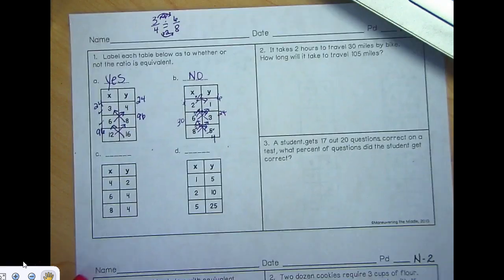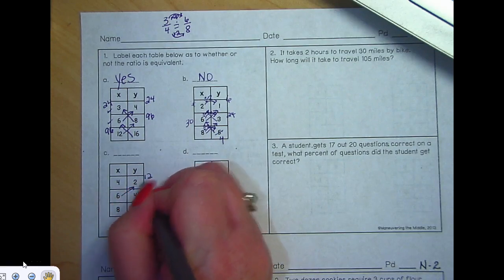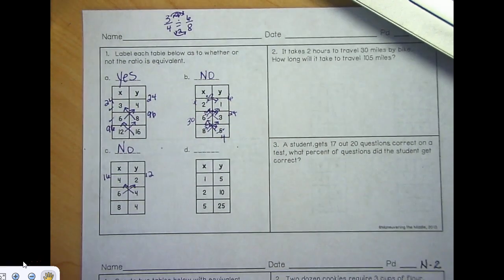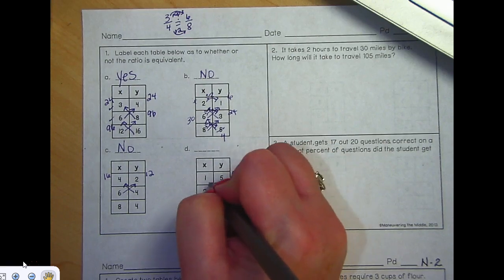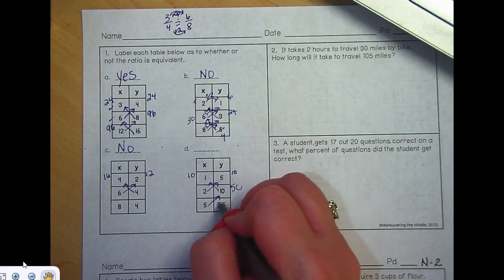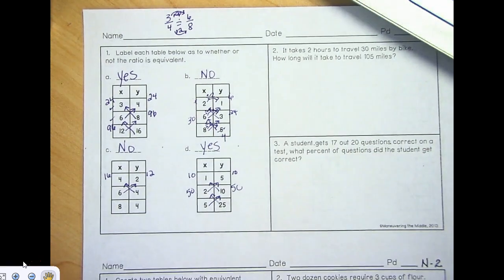All right. What about C? Are these equivalent ratios? No. 6 times 2 is 12. 4 times 4 is 16. So I can automatically see that's a no. And what about D? Are those equivalent? Okay, let's check. 2 times 5 is 10. 10 times 1 is 10. 5 times 10 is 50. And 25 times 2 is also 50. So that one is a yes. Questions? All right, let's look at number 2.